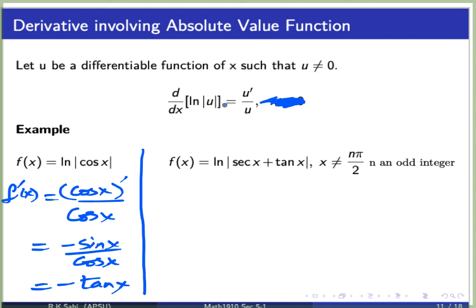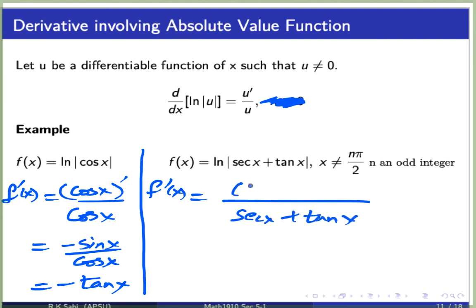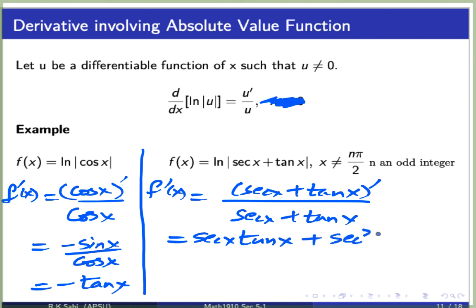Okay. Let's look at this one. Natural log of secant x plus tangent x. So if I take the differential of this function, it's going to be secant x plus tangent x in the denominator, and then the differential of secant x plus tangent x in the numerator. If you remember, differential of secant x is what? It's secant x tangent x, and tangent x is plus secant squared x over secant x plus tangent x.